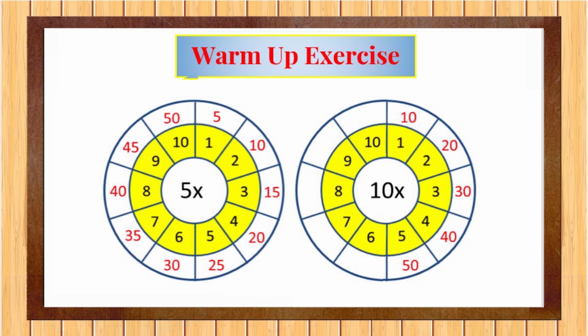And the product for 10 and 6 is 60. While the product for 10 and 7 is 70. And when we multiply 10 and 8, we get 80. And when we multiply 10 by 9, we get 90. And if we multiply 10 by 10, we'll get 100.